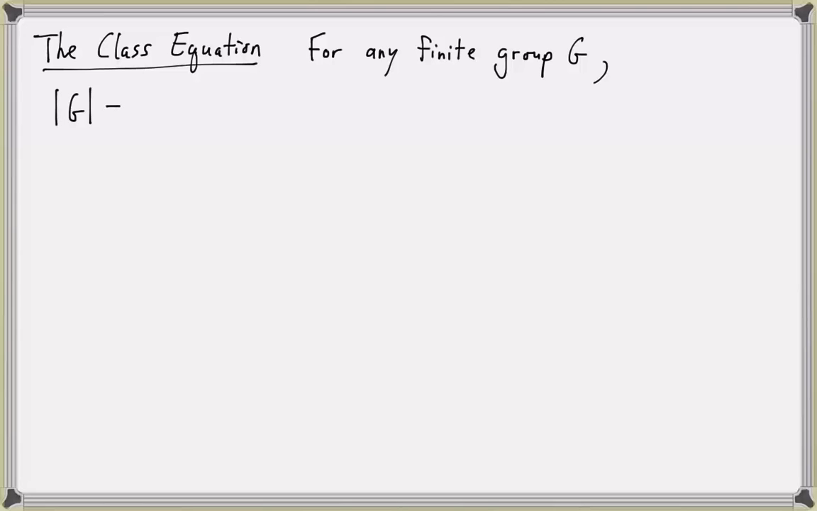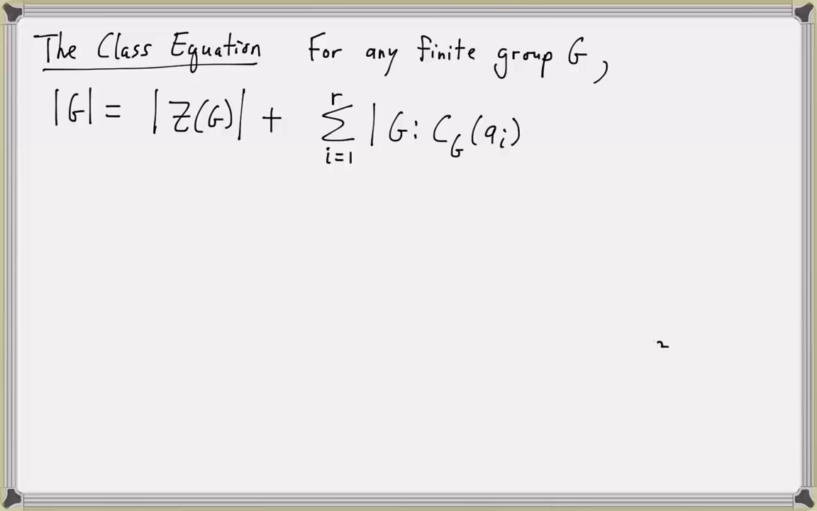the order of G equals the order of the center of G plus the following sum: the sum over i going from 1 to r of the following indices, the index of the centralizer of a_i in G, where the a_i are representatives of each conjugacy class of G that contains more than one element.